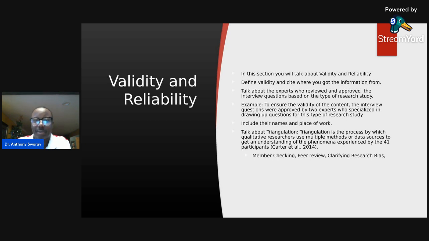Validity and reliability. In this section, you will talk about validity and reliability. Define validity and cite where you got the information from. Talk about the experts who reviewed and approved the interview questions based on the type of research study. So you're going to define validity, you're going to define reliability, and then you're going to talk about the experts who review and approve the interview questions. You're going to talk about them briefly.